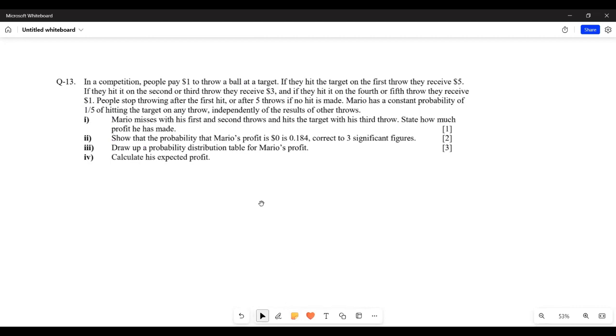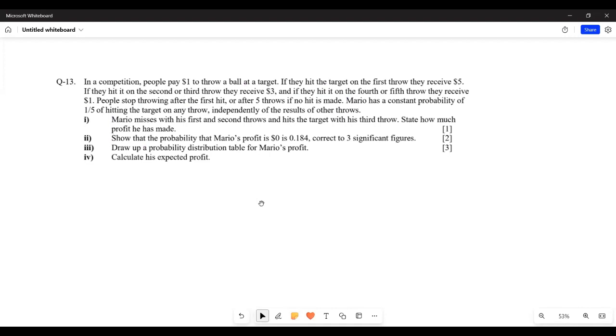Question 13. In a competition, people pay $1 to throw a ball at a target. If they hit the target on the first throw, they receive $5. If they hit it on the second or the third throw, they receive $3. And if they hit it on the fourth or the fifth throw, they receive $1. People stop throwing after the first hit or after 5 throws if no hit is made. Mario has a constant probability of 1/5 of hitting the target on any throw, independently of the results of the other throws.